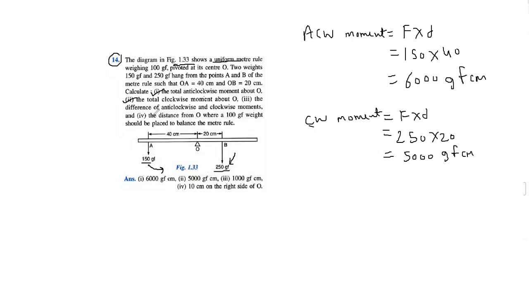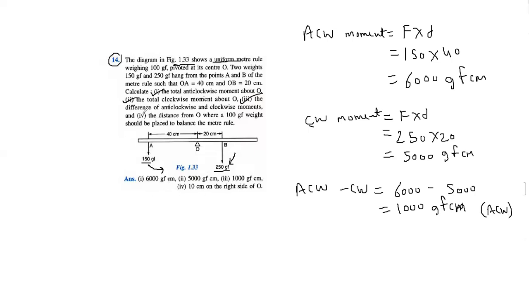Next, it says the difference between the anti-clockwise and clockwise moments. So anti-clockwise moment minus clockwise moment, the answer is 6,000 minus 5,000. That's our answer, which is 1,000 gram force centimeter. And this will move in the anti-clockwise direction. Why anti-clockwise? Because the anti-clockwise moment is greater. This means that the uniform meter rule will move in the anti-clockwise direction.